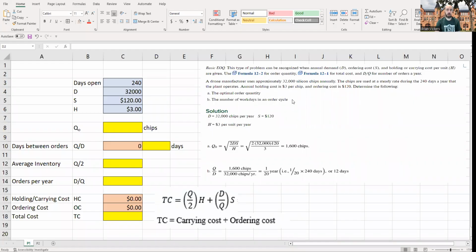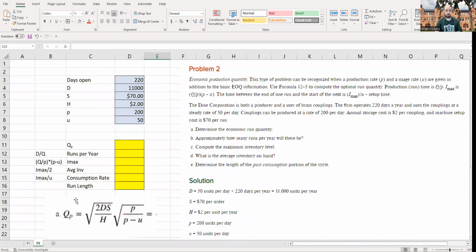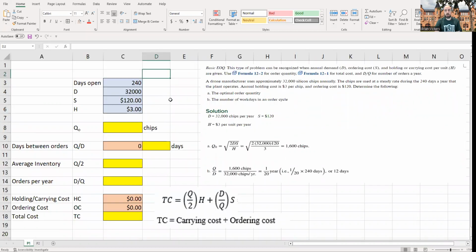We're going to go over two practice problems from the back of the chapter. One of them is on solving the economic order quantity, and the second one is going to be on solving the economic production quantity. So EOQ, economic order quantity, or sometimes just called Q with a little subscripted O, so you know it's for order.